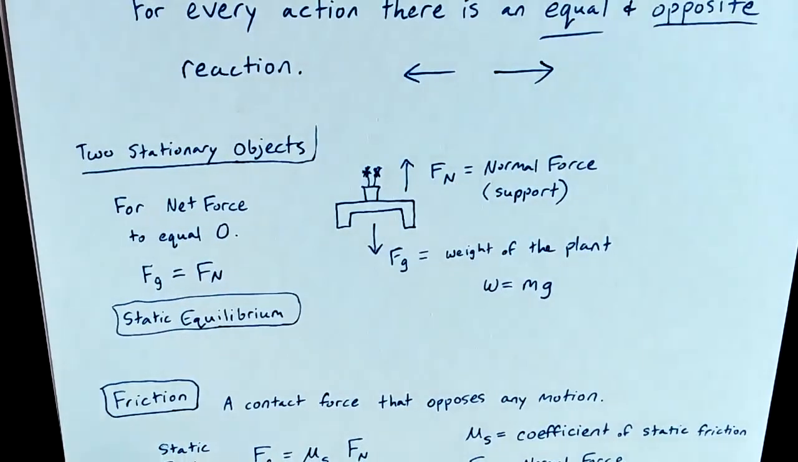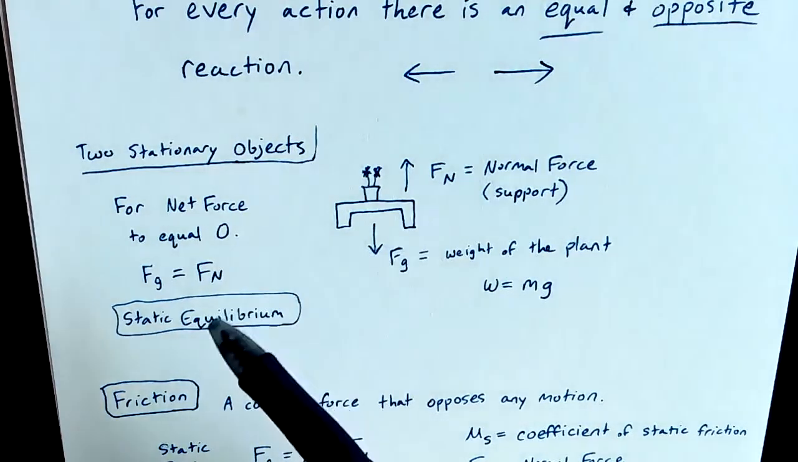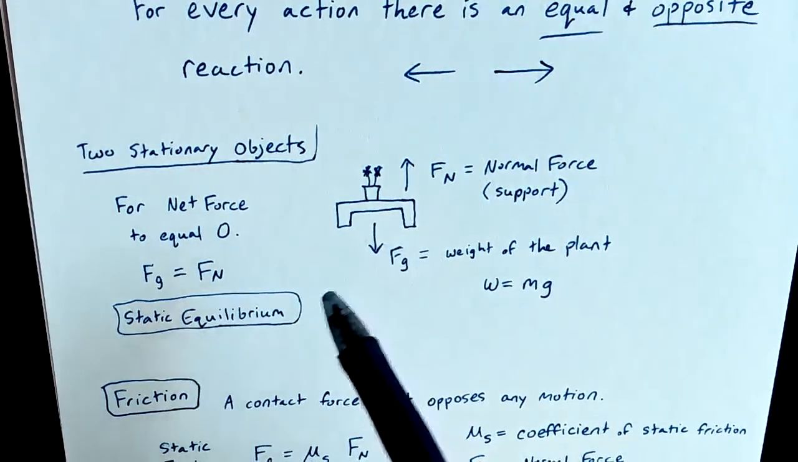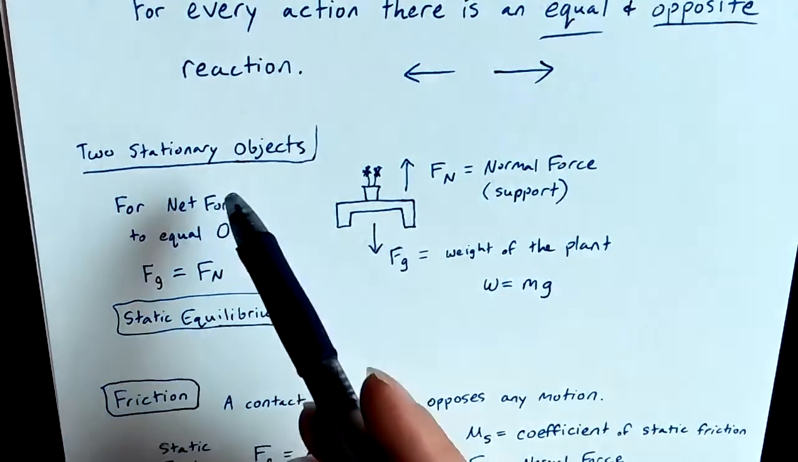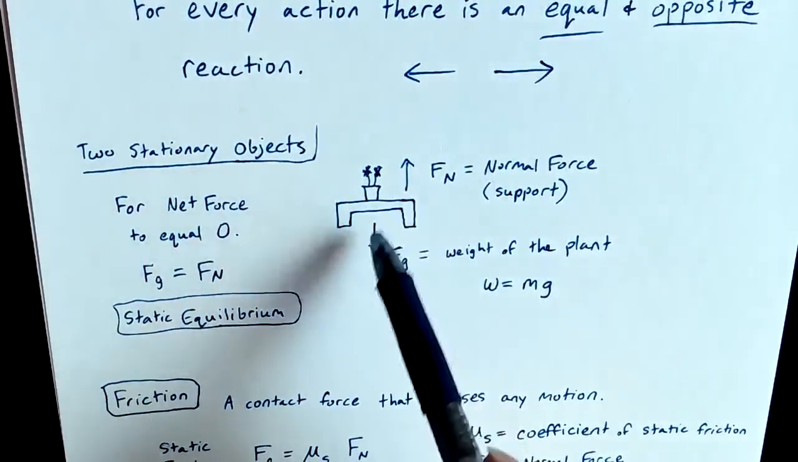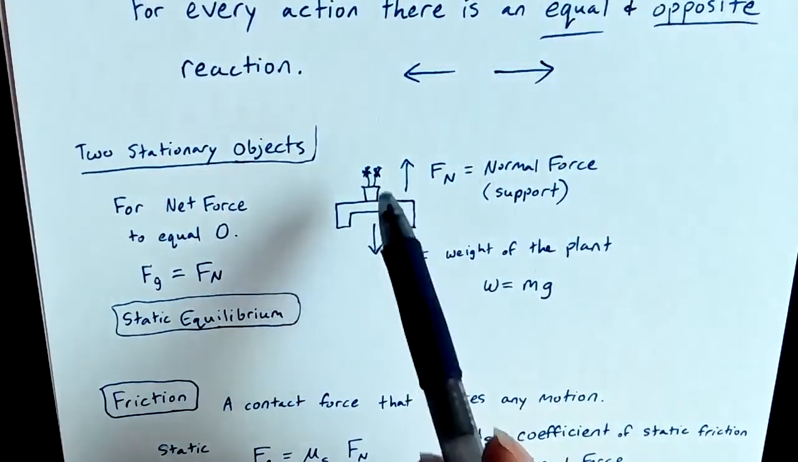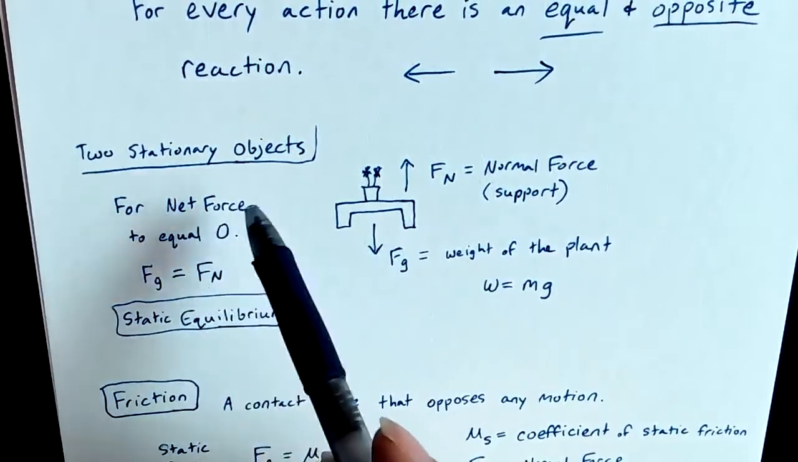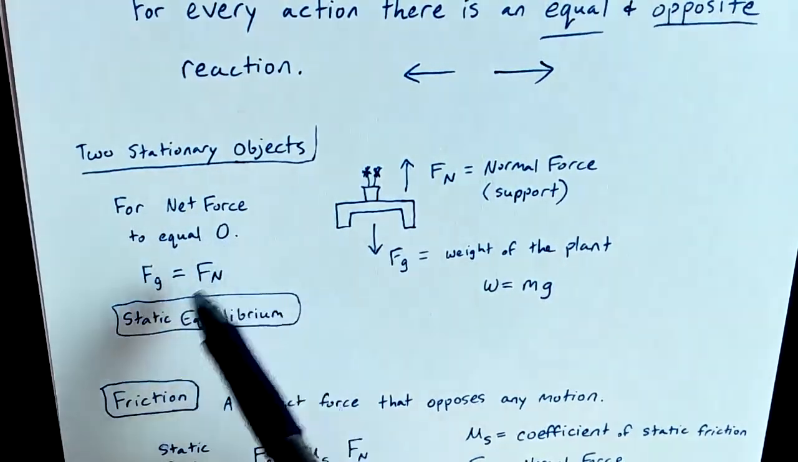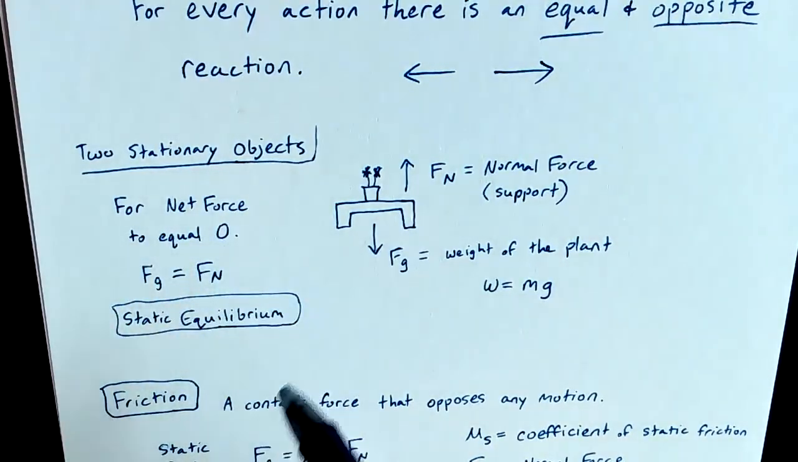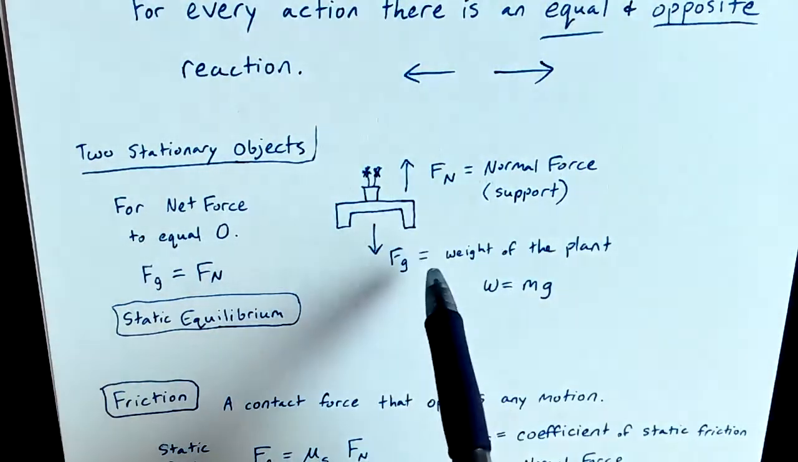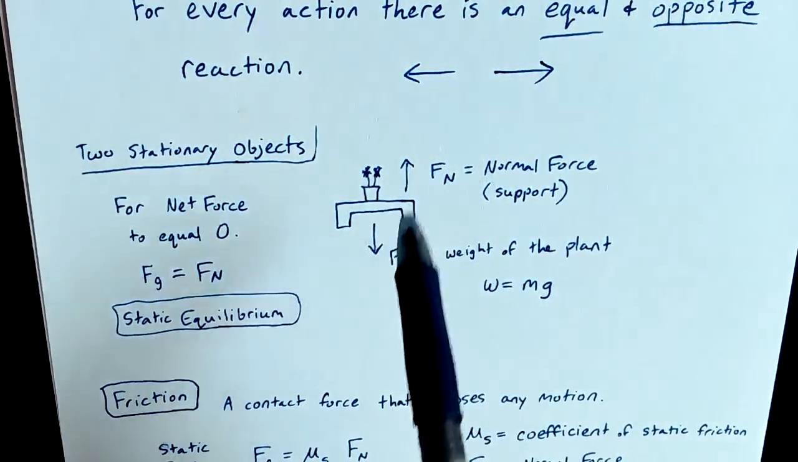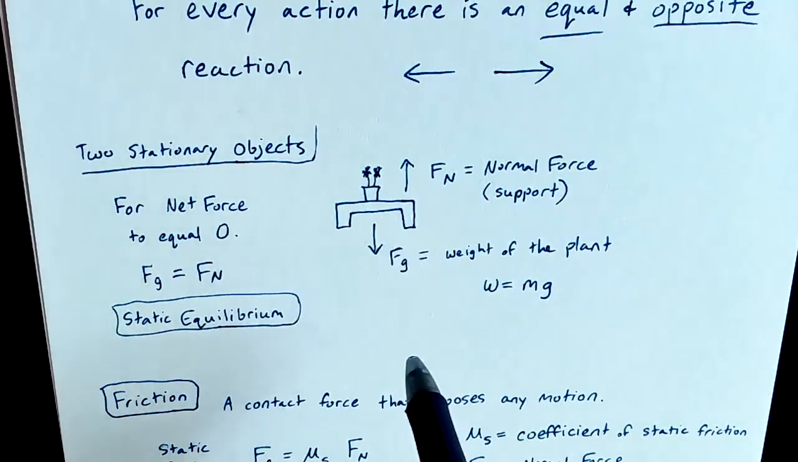But think of balance. The third law is all about balance and how to achieve that balance. This first situation is called static equilibrium. If we have two objects exerting forces on each other, but the net force is equal to 0, they're in static equilibrium. So this opposite and equal action reaction means that they're standing still in static equilibrium.